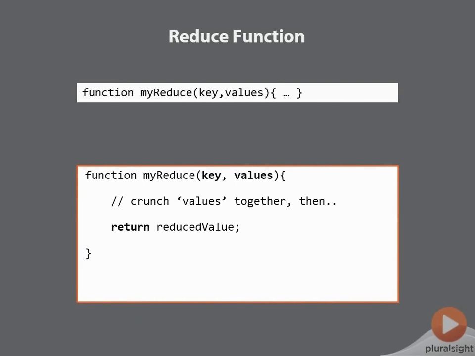Each value could originate from either a straight emit from a previous map or a value returned from a previous reduce for this same key. The expectation from you here is that you write code that combines or aggregates the values provided to you in the parameter into a single result and then return it.